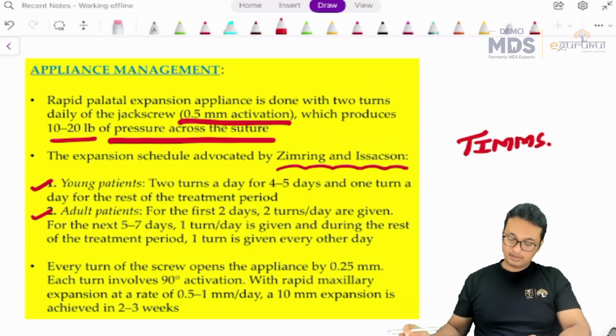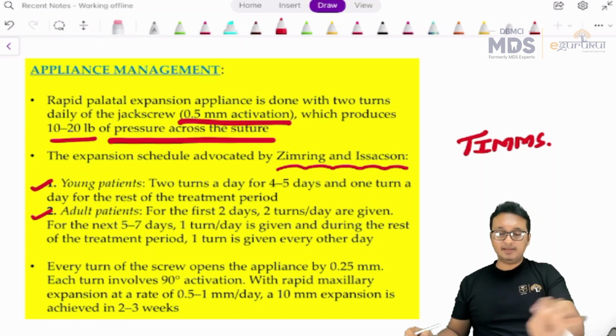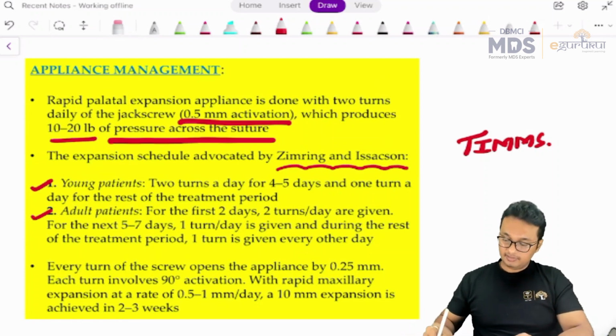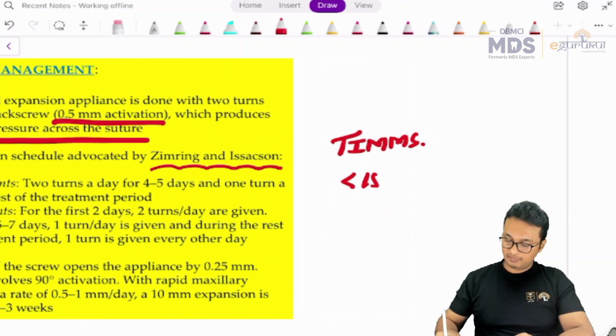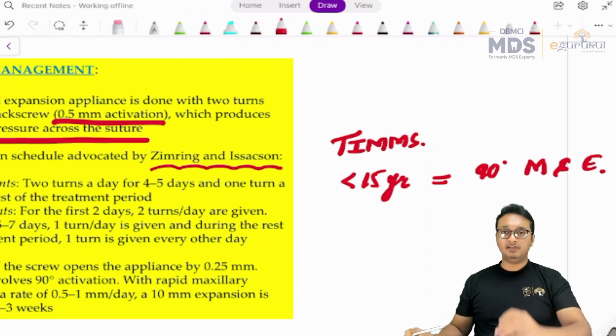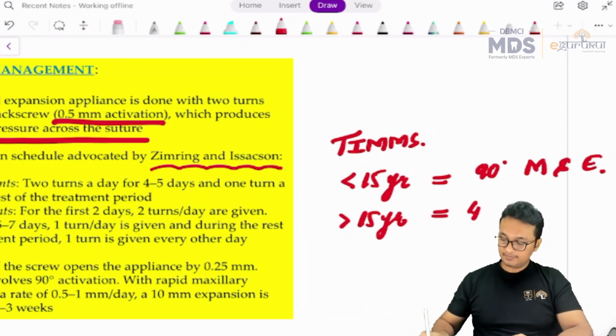For adult patients, for the first 2 days, 2 turns per day should be given. For the next 5 to 7 days, 1 turn per day should be given. And during the rest of the treatment period, 1 turn is given every other day. Whereas Tim said, in patients under 15 years of age, we can give 90-degree rotation in morning and evening. Means the activation has to be done every day. Whereas in patients above 15 years of age, we have to give 4 turns.